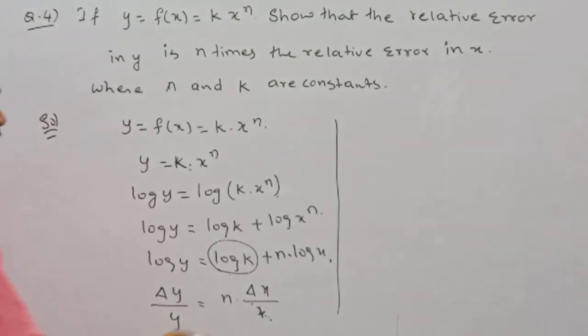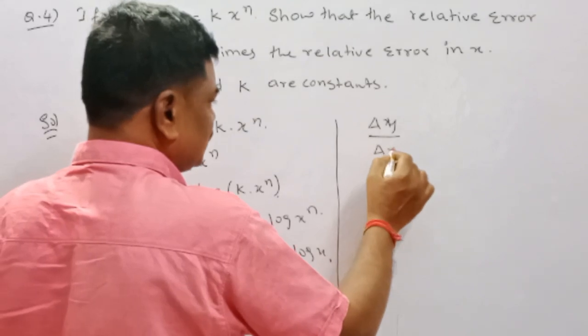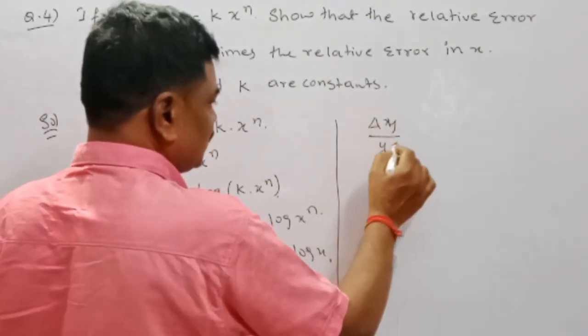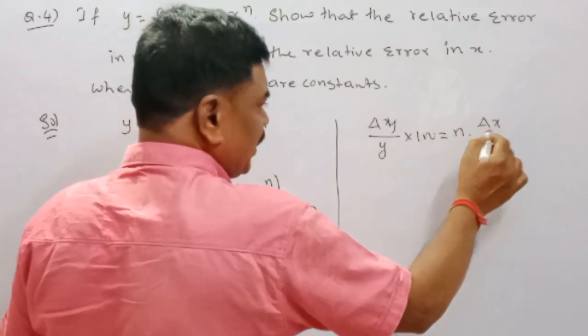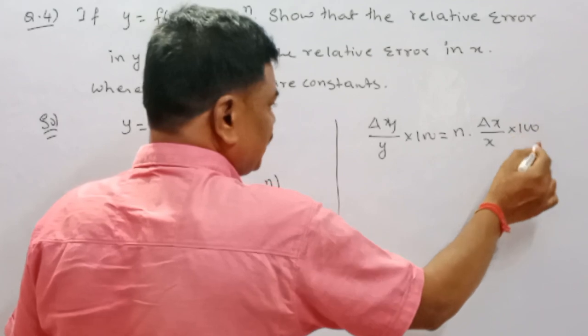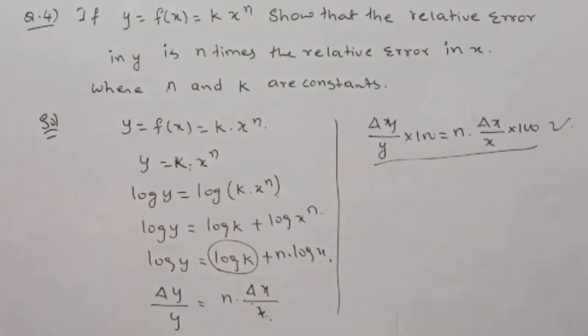What is the relative error? That is delta y by y into 100 is equal to n into delta x by x into 100, the relative error in y and in x. Okay, all of you. This is the relation between these two. Relative error in y is n times relative error in x. Okay, all of you. That's all.